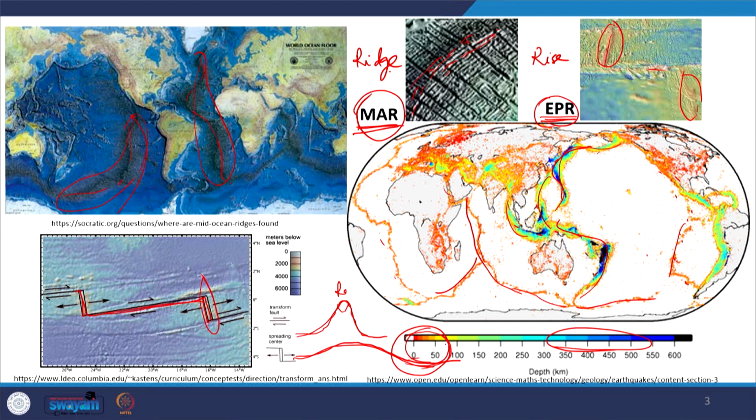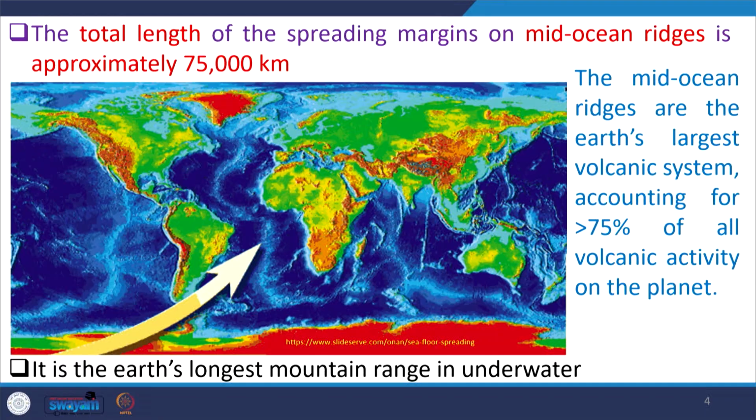This ridge crest and this transform fault both represent the shallow focus earthquakes, and the total length of the spreading margin on the mid-oceanic ridge system is approximately 75,000 kilometers. So, if you add up the global distribution of the mid-oceanic ridge system, you get 75,000 kilometers of underwater mountain chain system lying within the ocean floor.